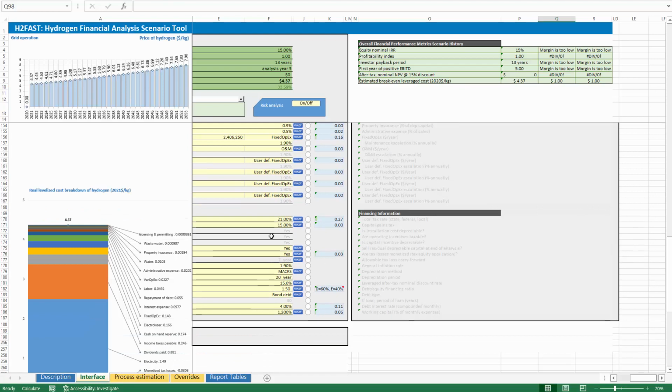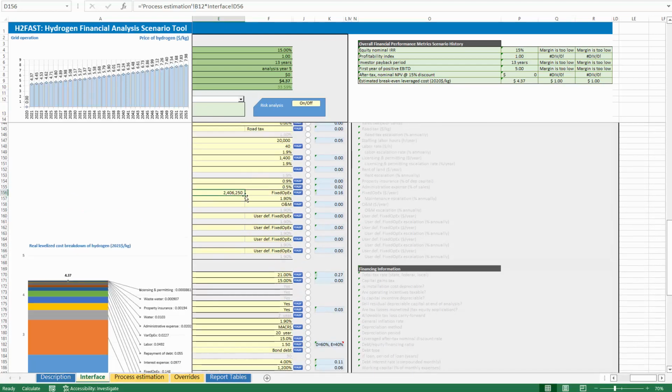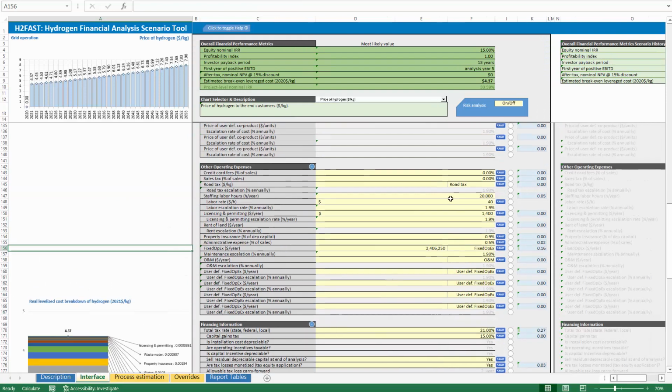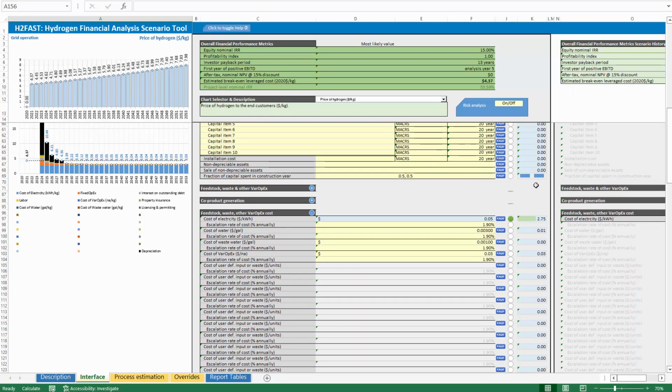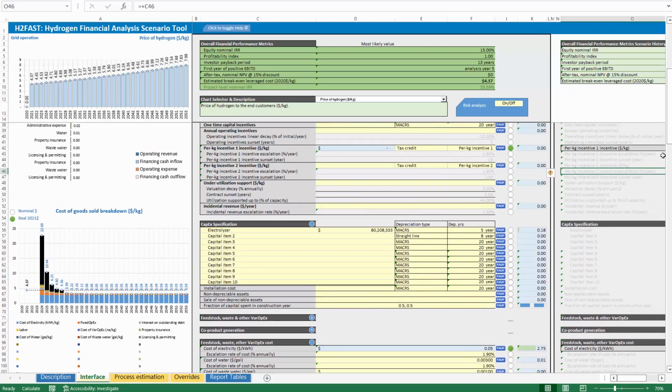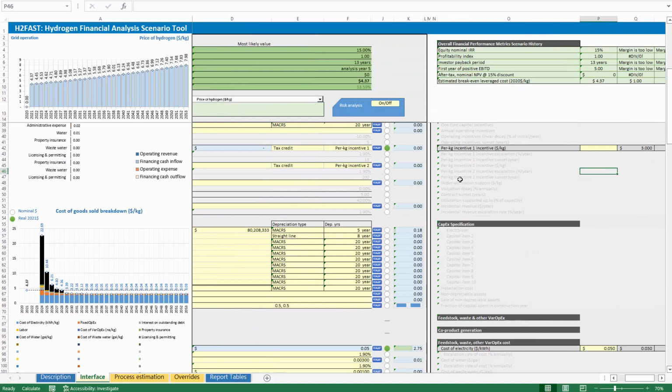Okay, and all the other parameters are going to stay the same. You're going to have the same taxation. You're going to have the same fixed operating expenses. Anything that's not highlighted in green here is going to remain the same, regardless of which operating scenario you've chosen.